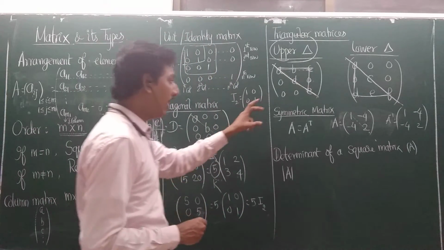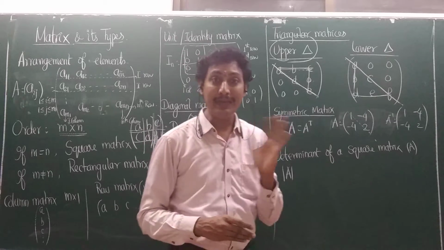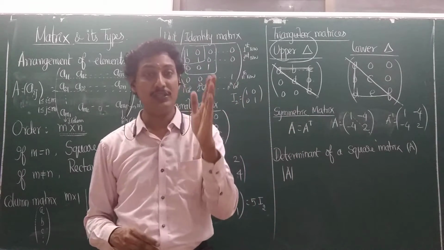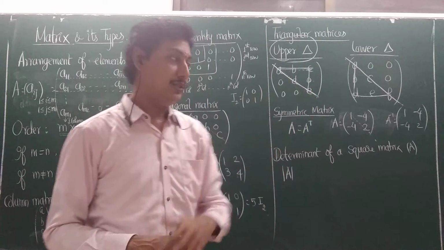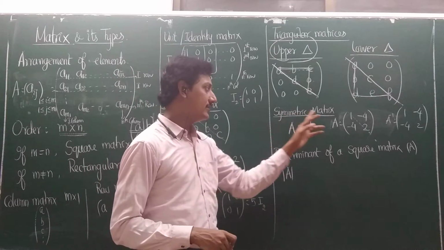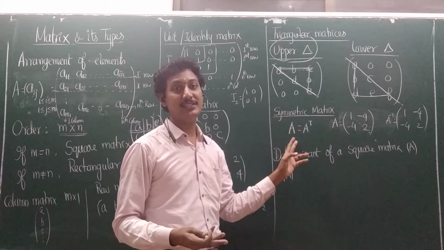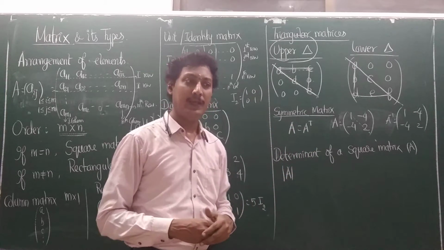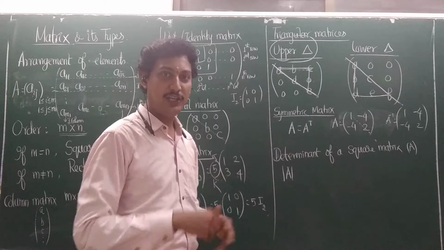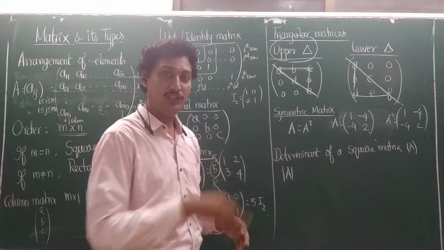Now, when is a matrix called symmetric? You see the mirror reflection. That means the matrix and its transpose are the same. What is the transpose of a matrix? Changing the rows into the columns.